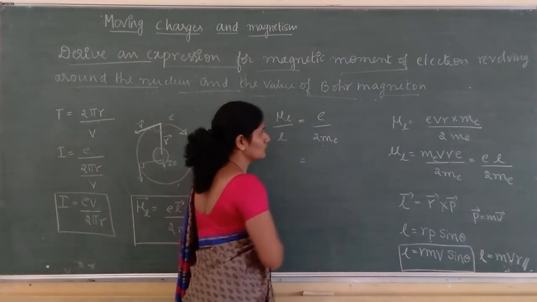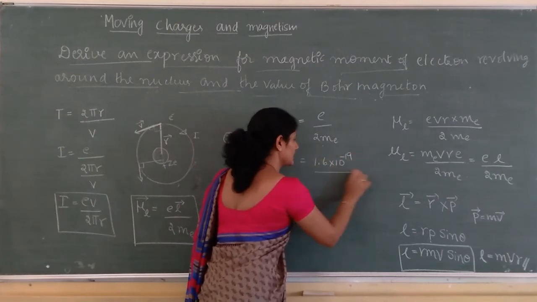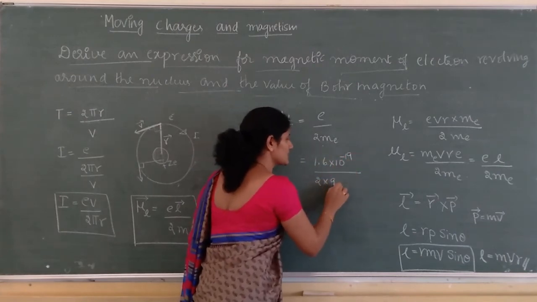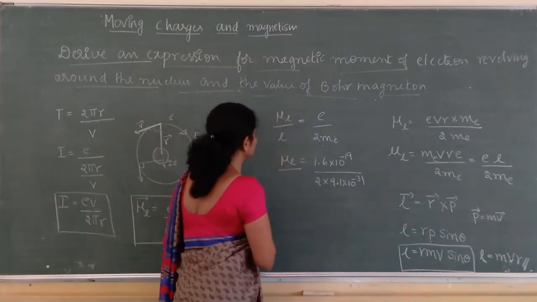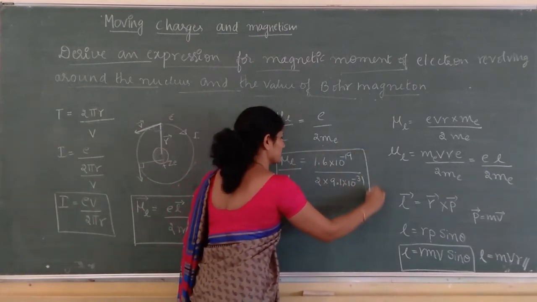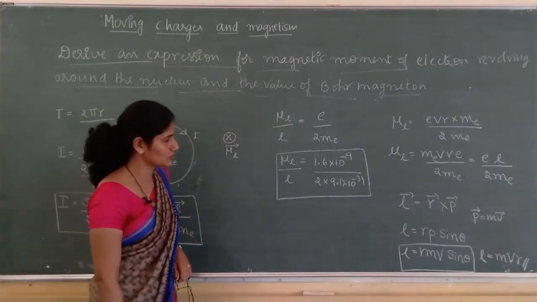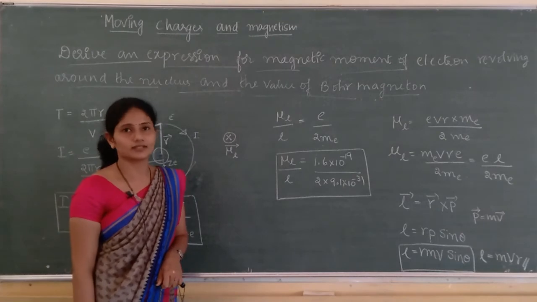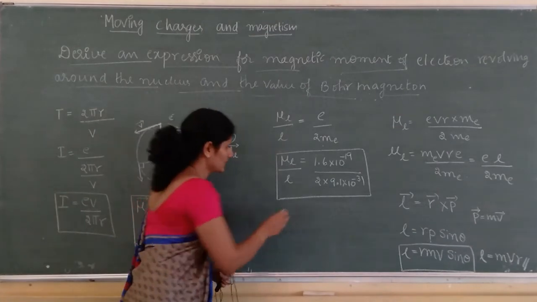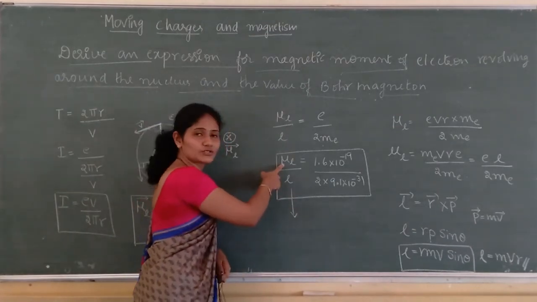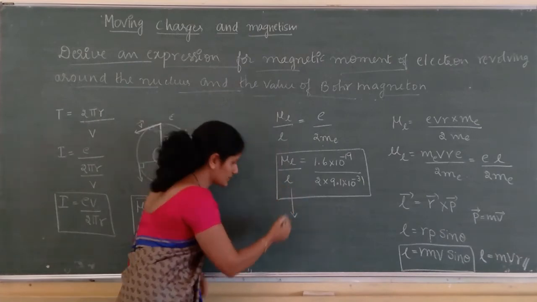E is the charge of the electron. What is the value of E? 1.6 into 10 to the power minus 19, divided by 2 into the mass of the electron, which is 9.1 into 10 to the power minus 31. So, the ratio of magnetic moment of the electron and the angular momentum is 1.6 into 10 to the power minus 19 divided by 2 into 9.1 into 10 to the power minus 31. This ratio is called the gyromagnetic ratio. The ratio of magnetic moment of the electron and the angular momentum is called the gyromagnetic ratio.